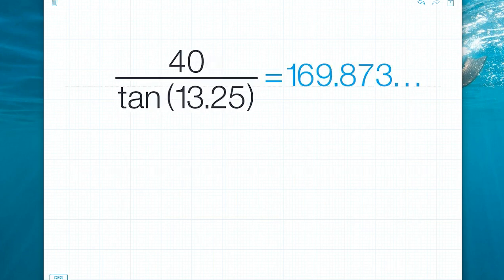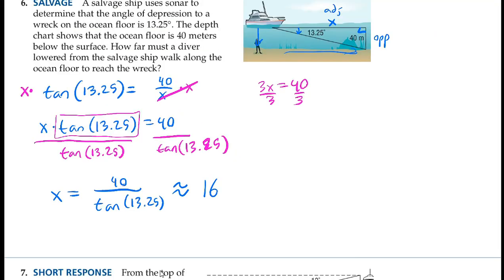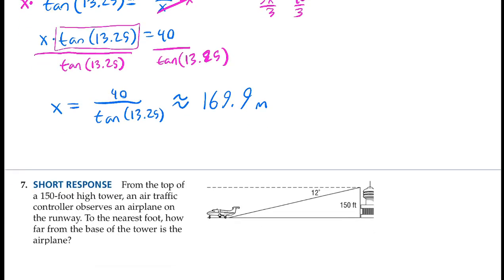So that's approximately 169.7, or rounding up, 169.9. Perfect, okay. Let's go to the next one.